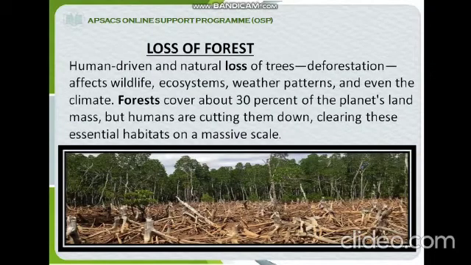Loss of forest. Human-driven and natural loss of trees, deforestation affects wildlife, ecosystems, weather patterns and even the climate. Forests cover about 30% of the planet's land mass, but humans are cutting them down, clearing these essential habitats on a massive scale.